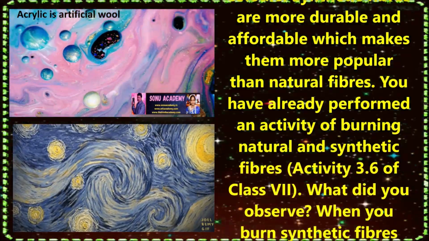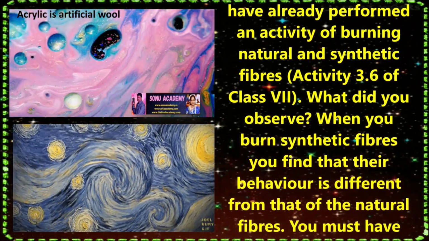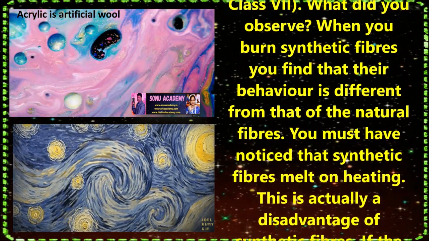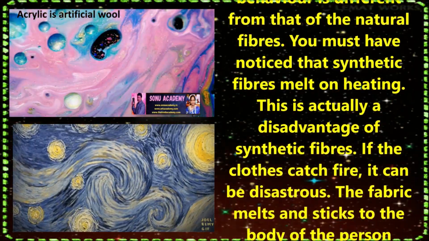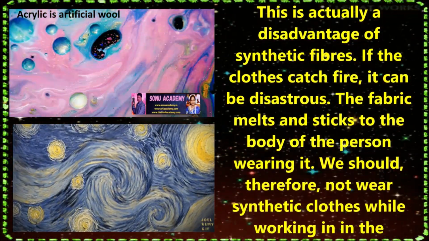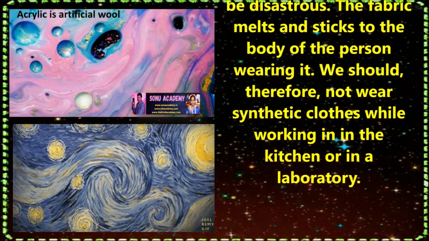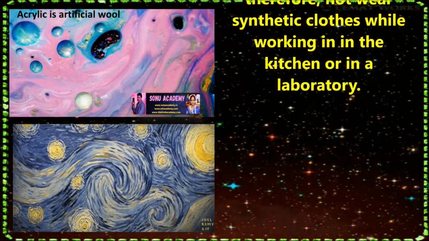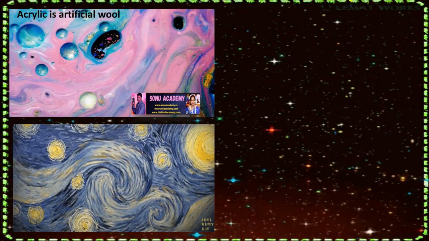You have already performed an activity of burning natural and synthetic fibers in activity 3.6 of class 7. What did you observe? When you burn synthetic fibers, you find that their behavior is different from that of the natural fibers. You must have noticed that synthetic fibers melt on heating. This is actually a disadvantage of synthetic fiber. If the clothes catch fire, it can be disastrous. The fabric melts and sticks to the body of the person wearing it. We should therefore not wear synthetic clothes while working in the kitchen or in a laboratory.